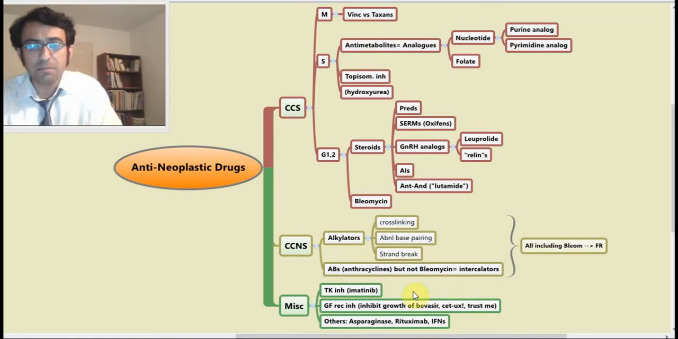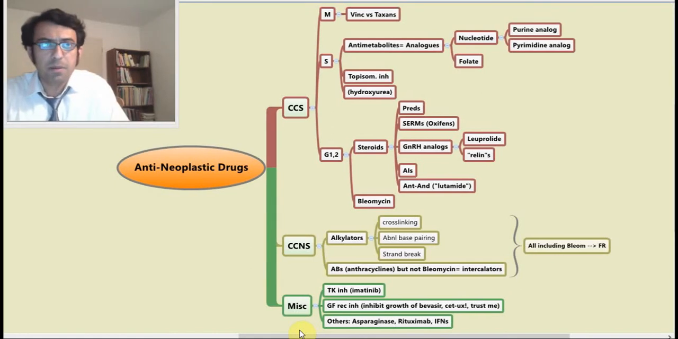And then we have finally the miscellaneous category of anti-cancer drugs. They include tyrosine kinase inhibitors, growth factor receptor inhibitors, and other miscellaneous drugs such as asparaginase, rituximab, and interferons. Okay, maybe now I should talk a little bit about the points related to these drugs.